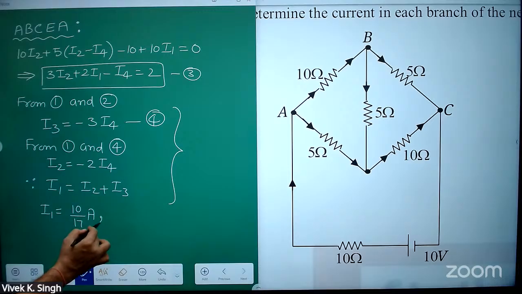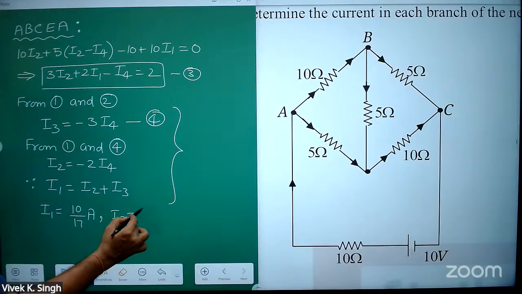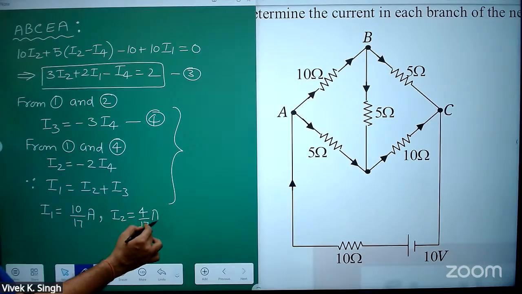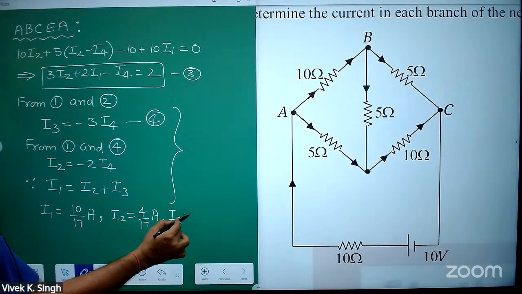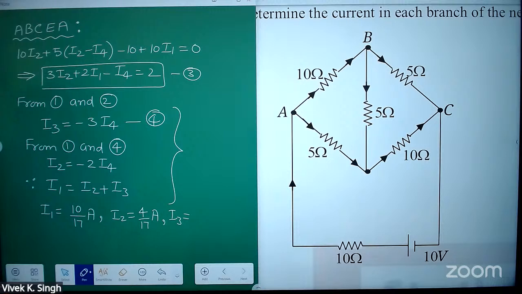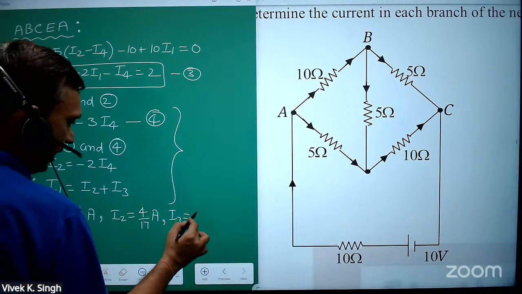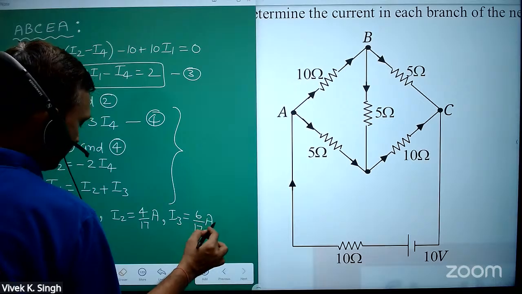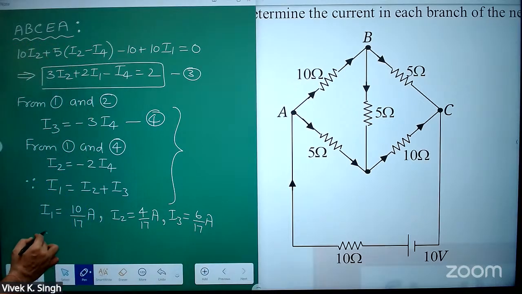And I2 will be given by, let's check what will be value of I2. I2 will be 4 by 17 ampere. I3 will be, you have to just check these values, 6 by 17 ampere. And I4 will be given by minus 2 by 17 ampere.